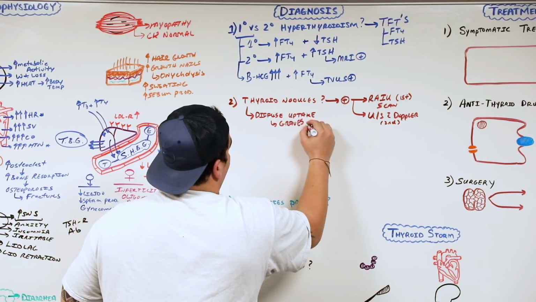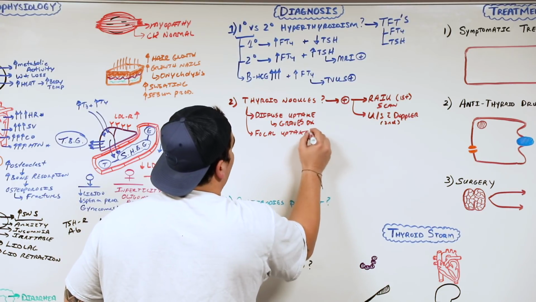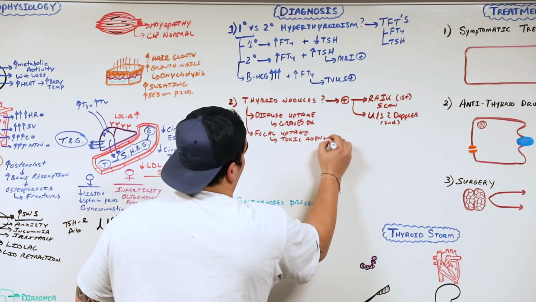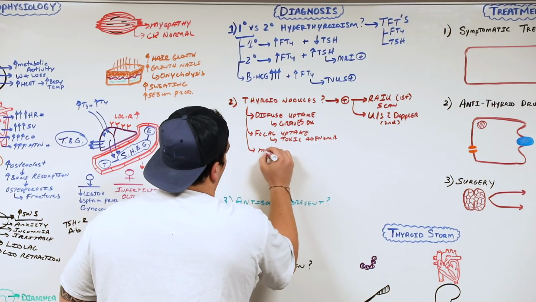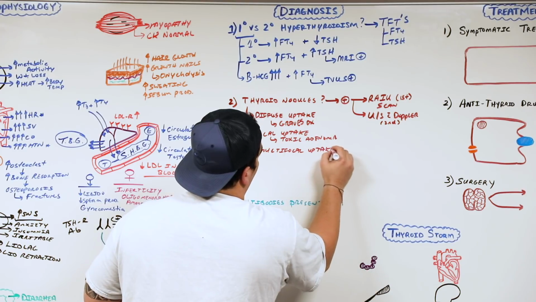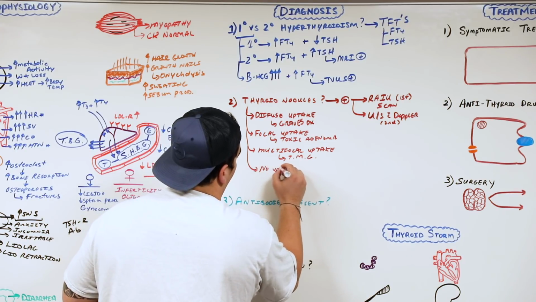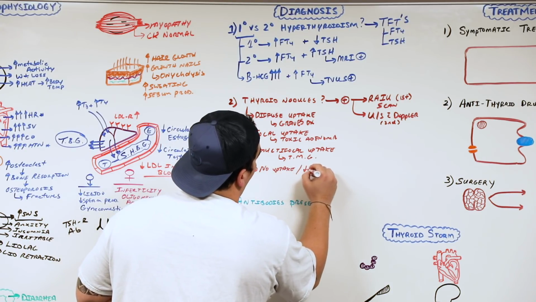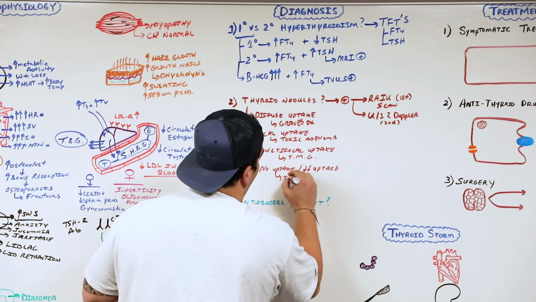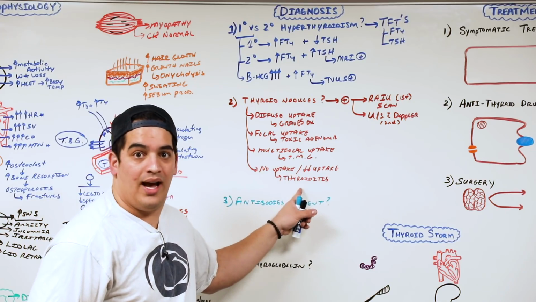The next one is if you see one focal uptake, one area, one little nodule that's appearing dark. This would make you think of a toxic adenoma. If you see multiple areas, a couple different nodules that are appearing dark, this should make you think of toxic multinodular goiter. And if you see no uptake, or very low uptake throughout the thyroid gland, this should make you think of particularly a thyroiditis. And this will lead you down further testing, okay?